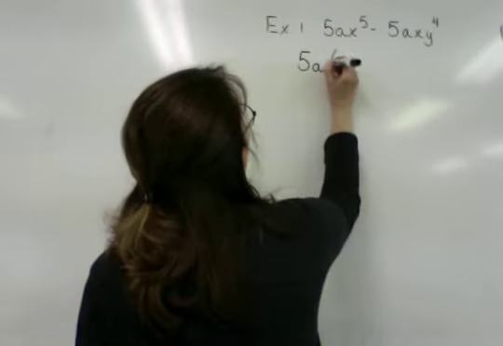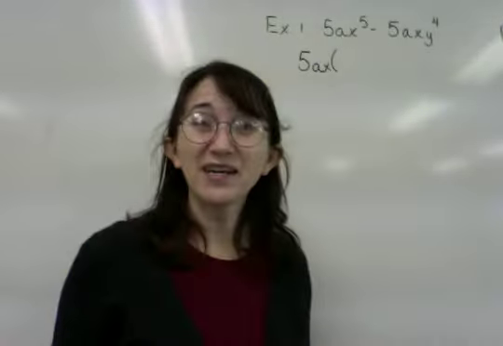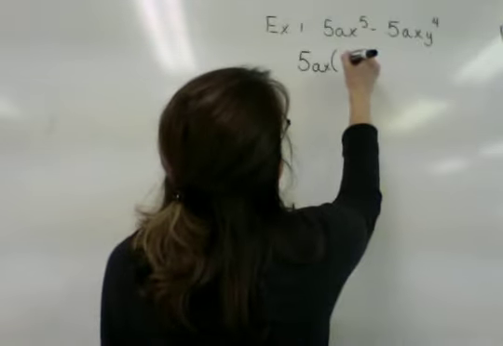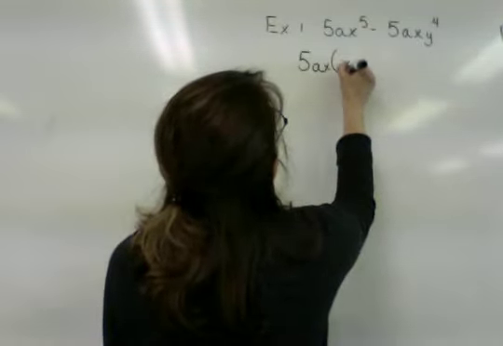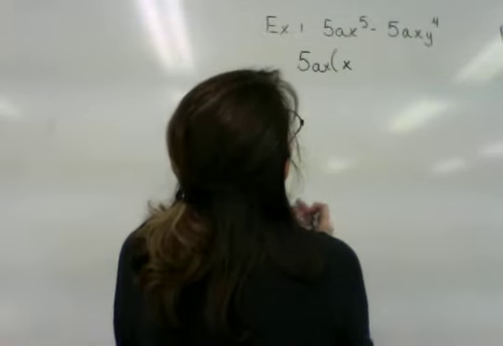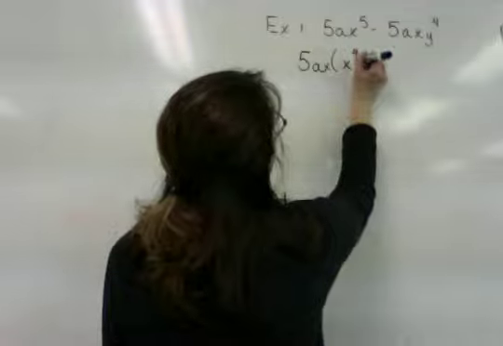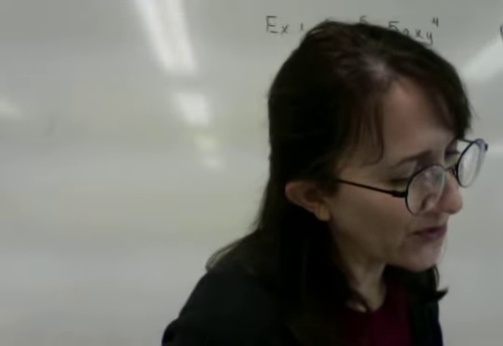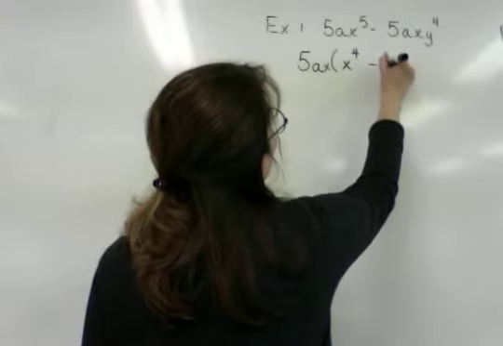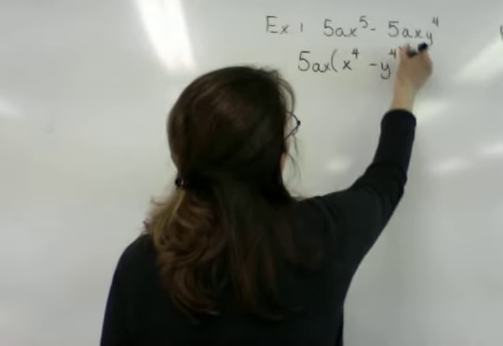Which means we didn't factor out everything. We also have a common x, 5ax. So let's factor out that. So inside I still have x to the 4th power. Is that right? We've got x to the 4th power. And then also the 5ax is gone. We still have y to the 4th power.